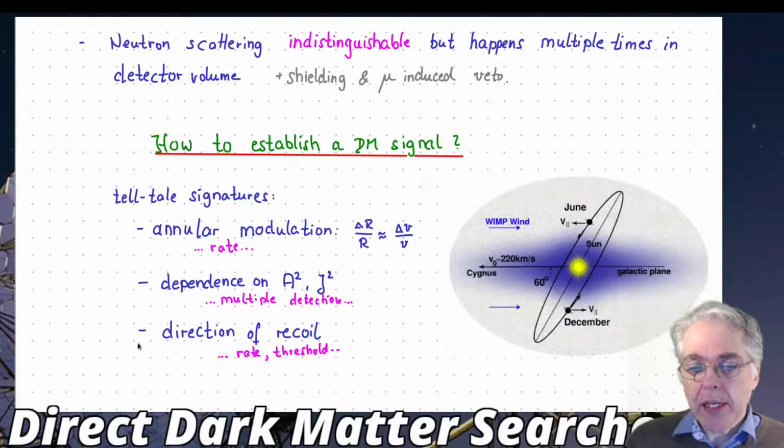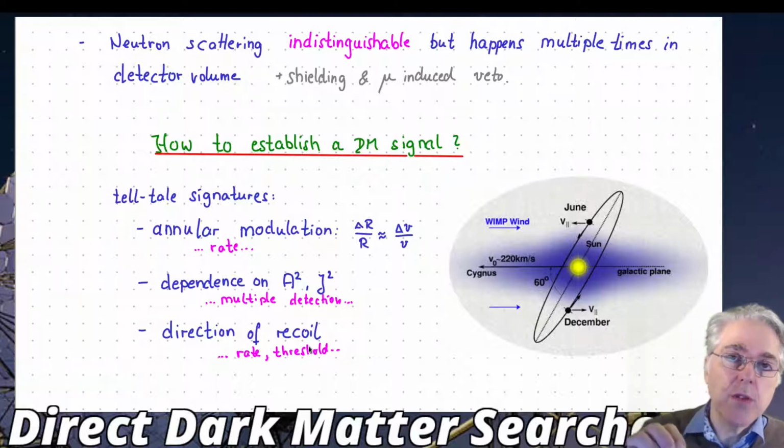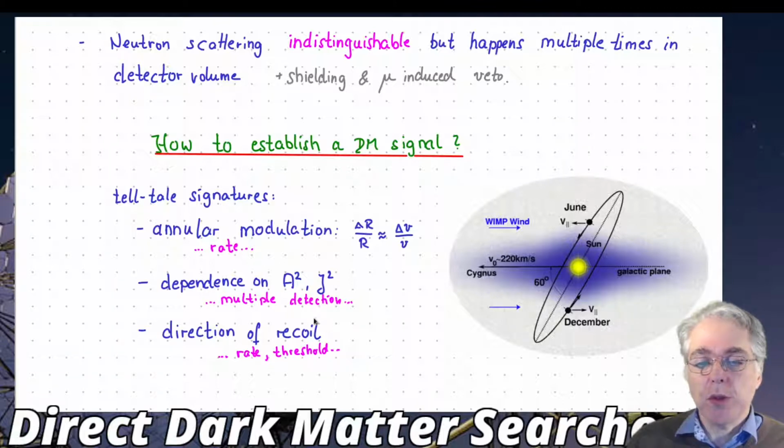And then finally, it's in principle possible to measure the direction of the WIMPs, and there should be a signal which is stronger in the direction in which the Sun moves. So there should be a dipole anisotropy in the WIMP arrival distribution. And that could also be measured.